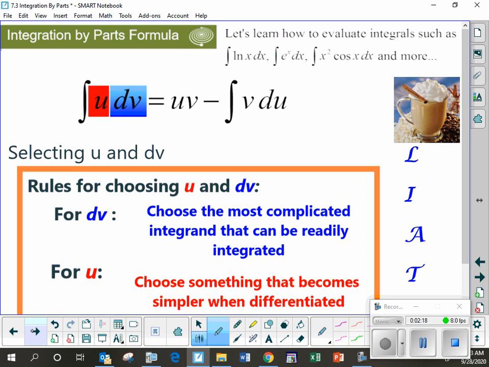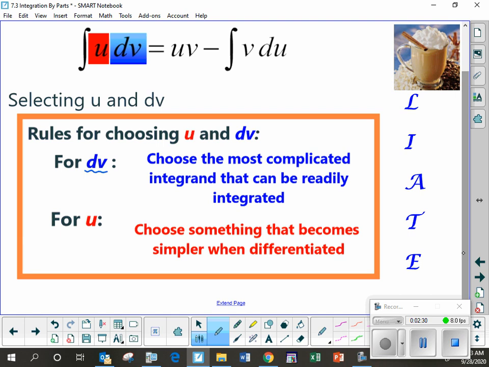For the dv, choose something that's complicated, but yet something that can be integrated. So for the v, choose the most complicated part that can still be integrated. For u, it'll be something that becomes simpler when we find the derivative of it, when it's differentiated. One way to kind of help you out, and you might want to put this, I don't see a spot for you to do this, is LIATE.